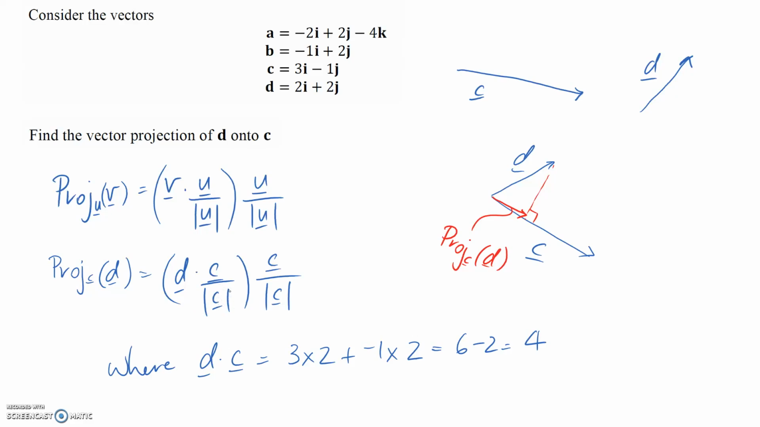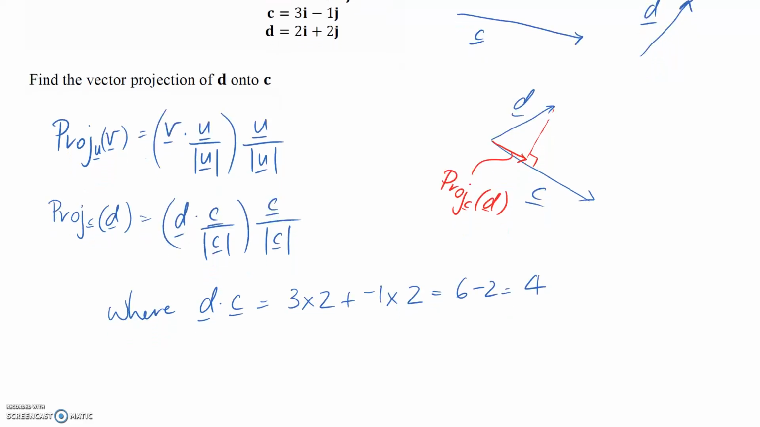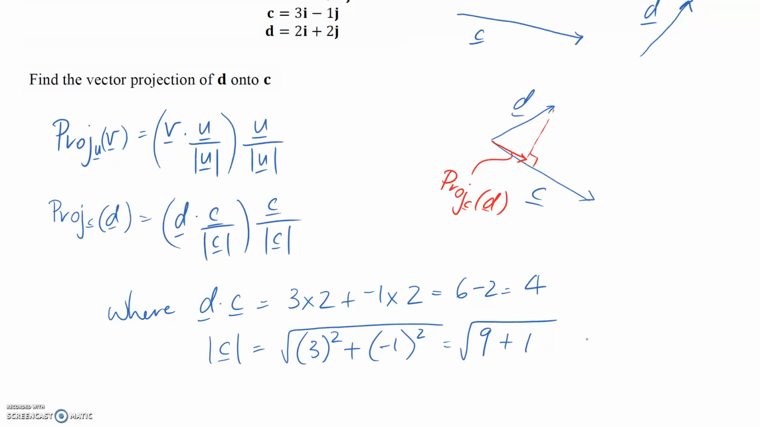Alright, so the next thing I need is the magnitude of this C vector. So we know that the magnitude we can get by applying Pythagoras' theorem. So the first component is 3, so that gets squared, and then the second component is -1, which gets squared. So now we have the square root of 3 squared is 9, plus 1 squared is 1, so overall this becomes the square root of 10.